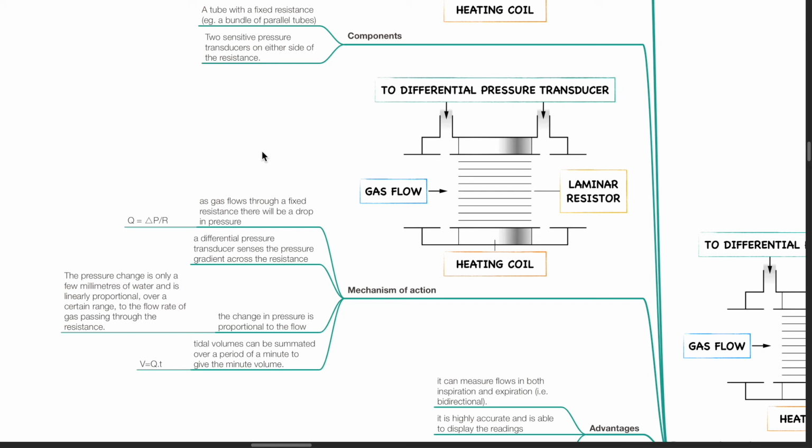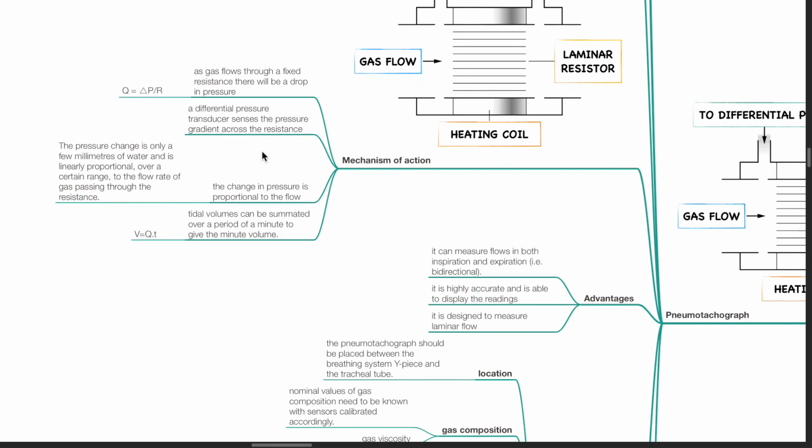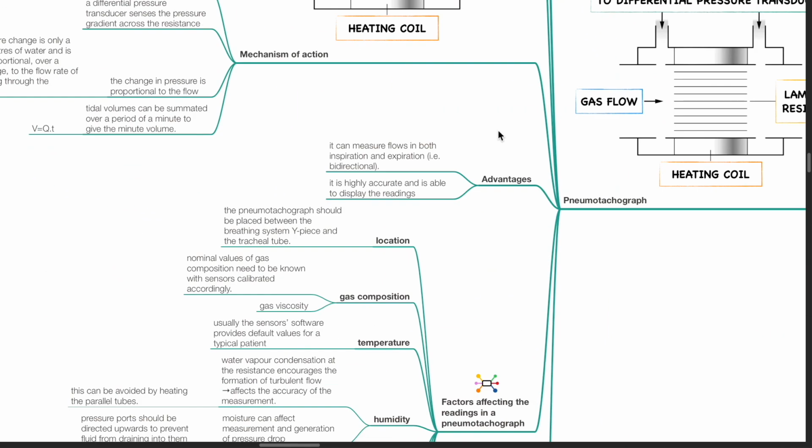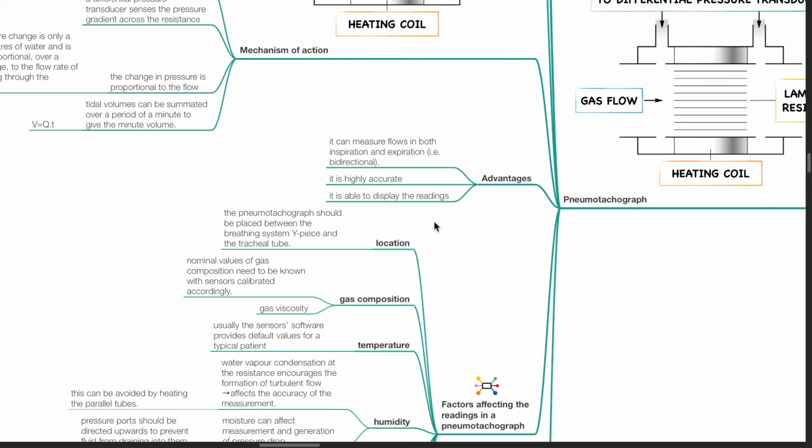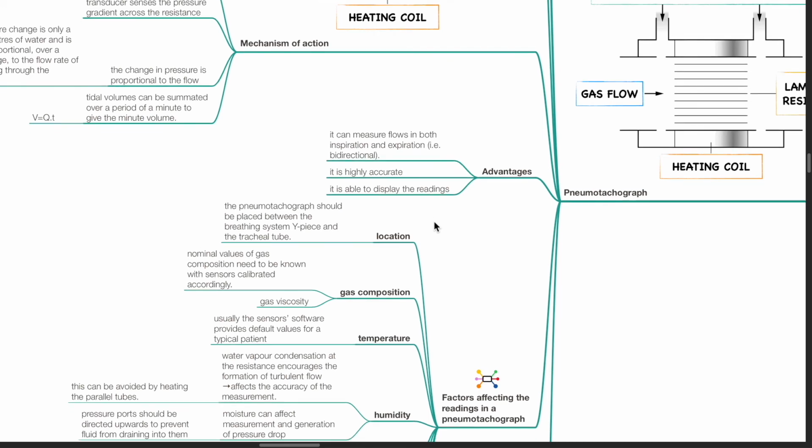The pressure change is only a few mm of water and is linearly proportional, over a certain range, to the flow rate of the gas passing through the resistance. Tidal volumes can be summated over a period of a minute to give the minute volume. Advantages: it can measure bidirectional flow, both in inspiration and expiration. It is highly accurate and is able to display the readings electronically.